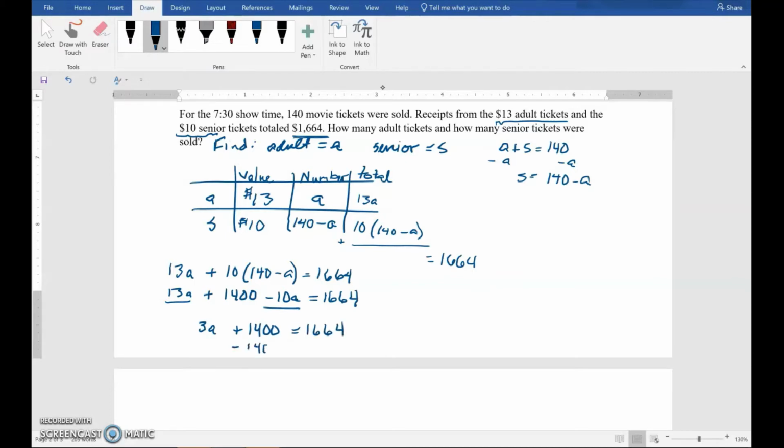Subtract the 1,400. So now I have 3A equals 264. Last step is to divide by 3. So now I've got A is, go to my handy dandy calculator, 264 divided by 3 tells me it's 88. And what does A represent? Senior ticket, or no, A represents adult tickets.